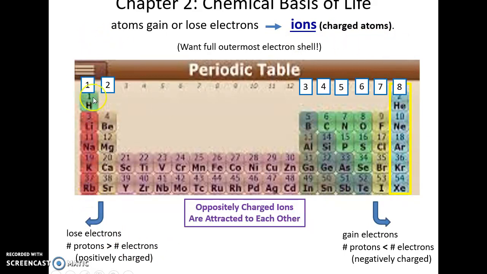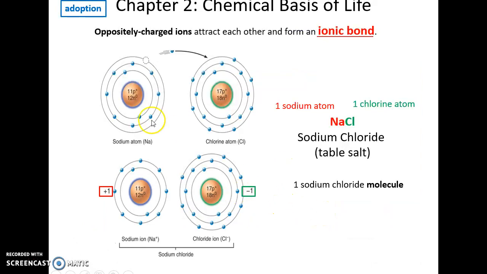So for instance, the elements in the first two columns really like to lose electrons. When they lose those outermost electrons, the remaining shell is now full, and they become positively charged ions because there's more protons than electrons. On the other hand, elements further out in columns 6 and 7 tend to like to gain electrons to fill their outermost shell. If they gain electrons, they become negatively charged ions. And then these oppositely charged ions become attracted to each other. In electrochemistry, opposites attract. So this gives us the ability to witness ionic bonding.